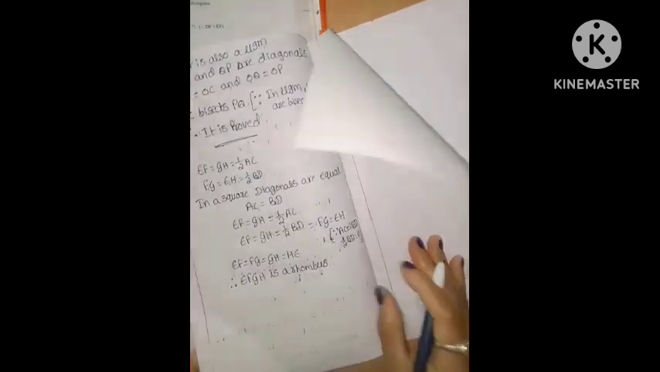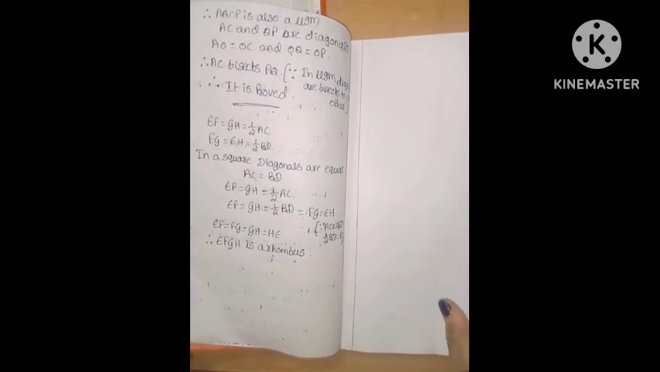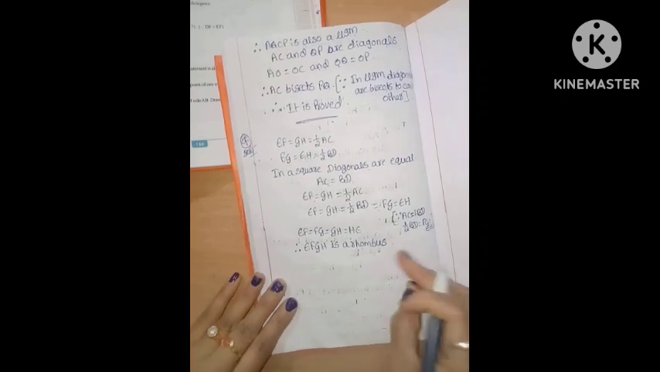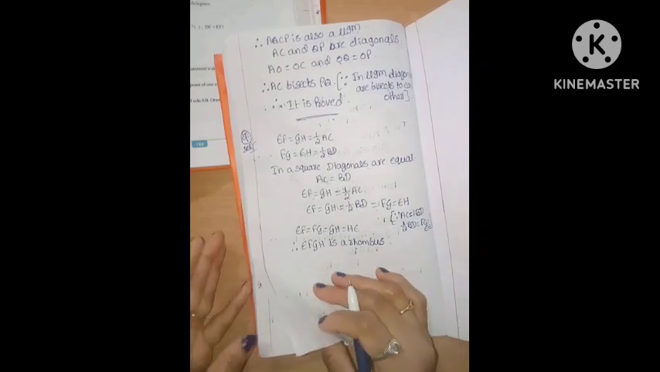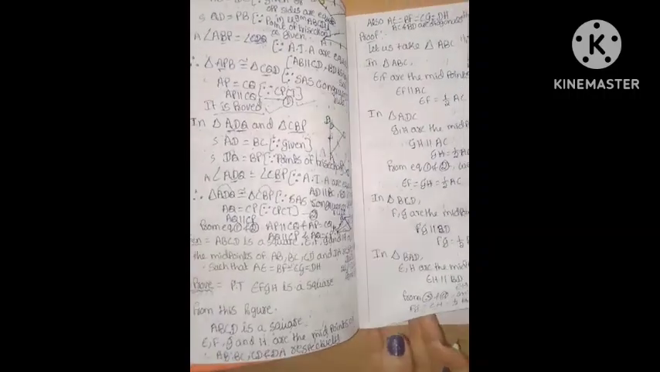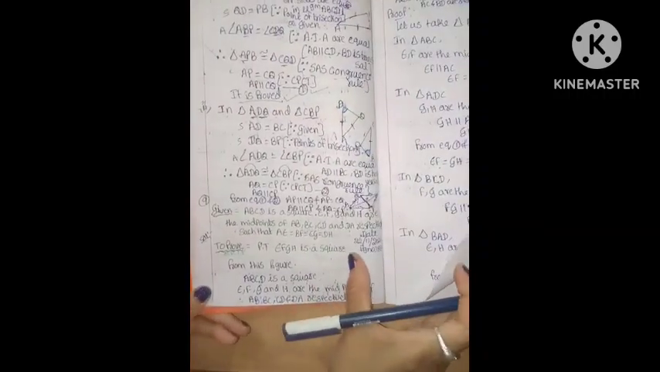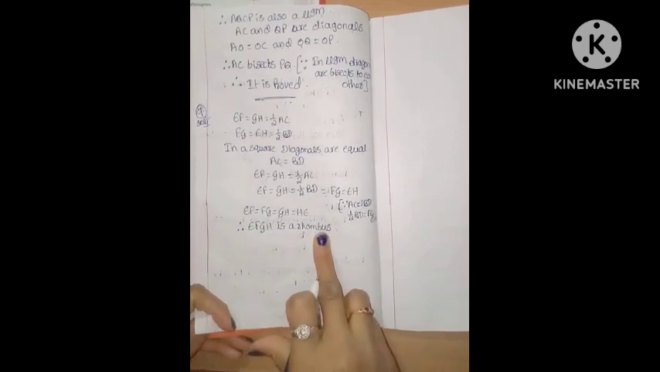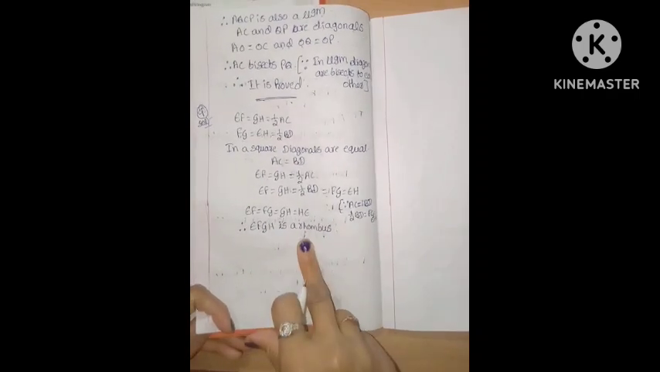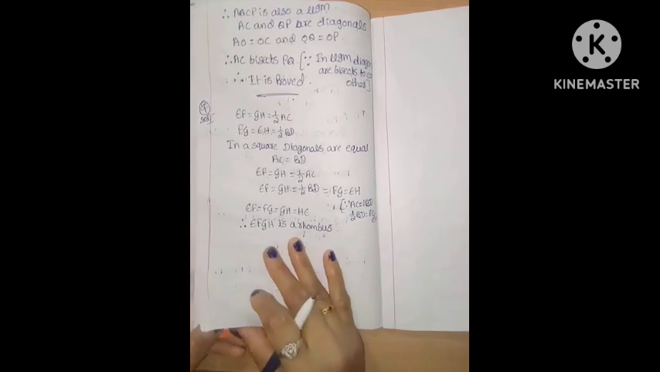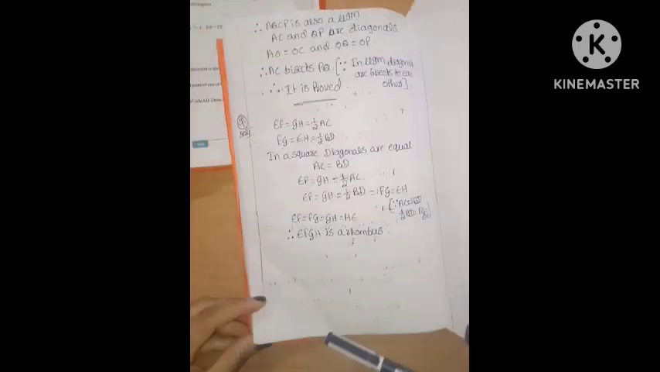Okay. In a rhombus, if one angle is 90 degrees, then it is called a square. What we want to prove here is EFGH is a square. It is a rhombus, all sides are equal. It is a rhombus only. In a rhombus, if one angle is 90 degrees, then it is a square only. So we have to prove that one only.